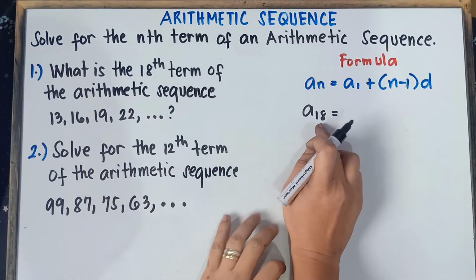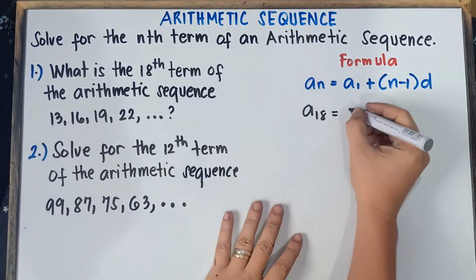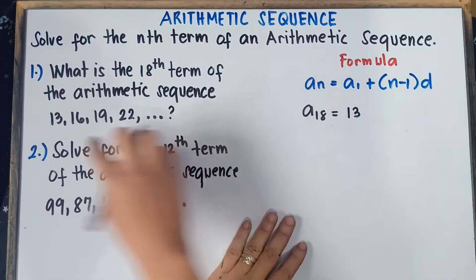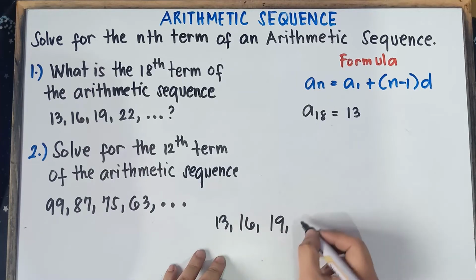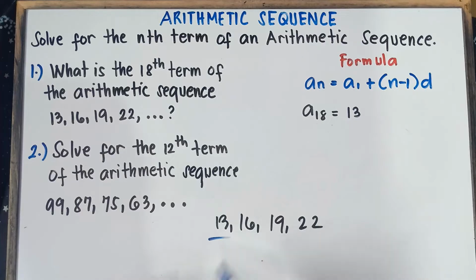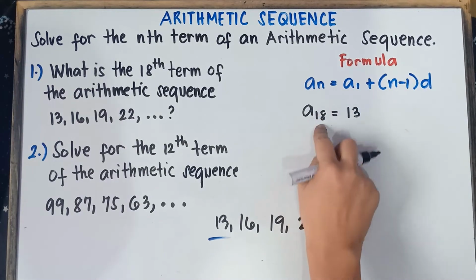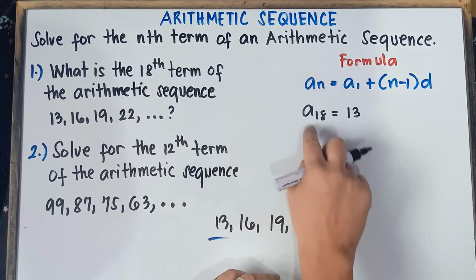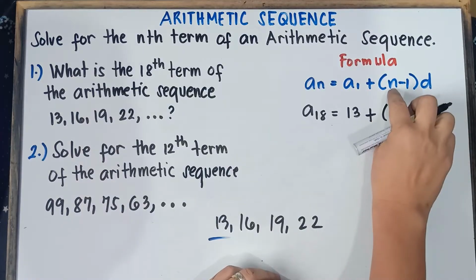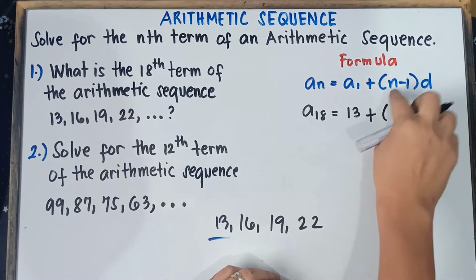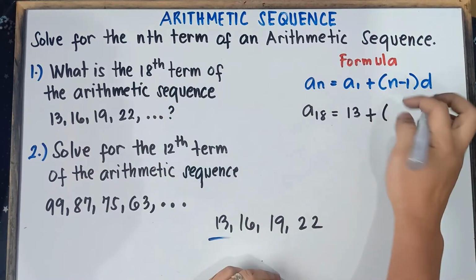So a sub 18 is equal to the first term, which is 13. Because the first term is 13, copy 13. Once again, our terms are 13, 16, 19, and then 22, right? So the first term is 13. And then a sub n, the general term, is a sub 18, because we're looking for the 18th term. So a sub 18 equals 13 plus, n is the number of terms. We're looking for the 18th term, so therefore our n is 18.